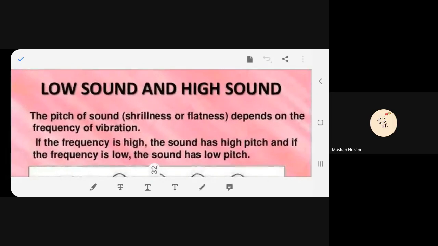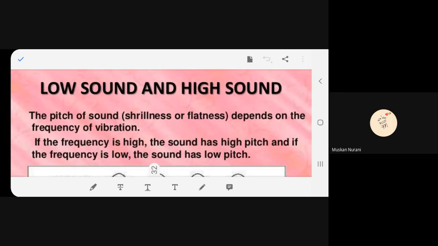Now low sound and high sound. The pitch of sound, shrillness or flatness, depends on the frequency of vibration. If the frequency is high, the sound has high pitch, and if the frequency is low, the sound has low pitch. The pitch of sound means how painful it is for the ear, let's call it shrillness, and softness, that is flatness, all depends upon the frequency of vibration. If the frequency is high, obviously shrill, high pitch. If the frequency is low, the sound is flat, low pitch.